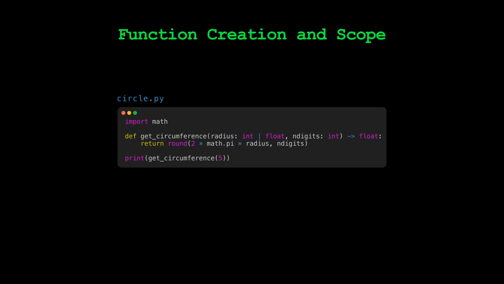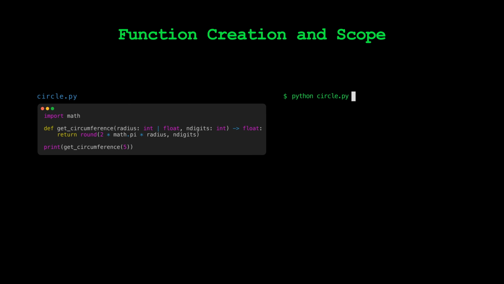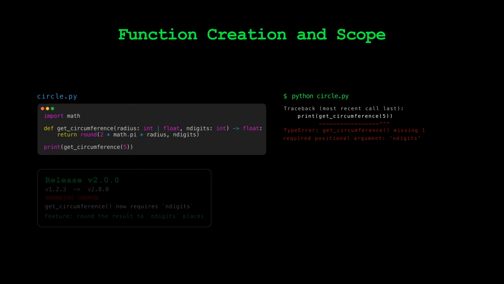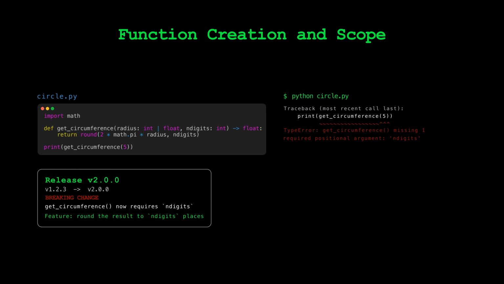As you develop a library or application, you'll often add functionality to existing functions. For example, we might want to round the output. The problem is we just broke all the existing code that calls getCircumference. A type checker can flag this without even running the code.